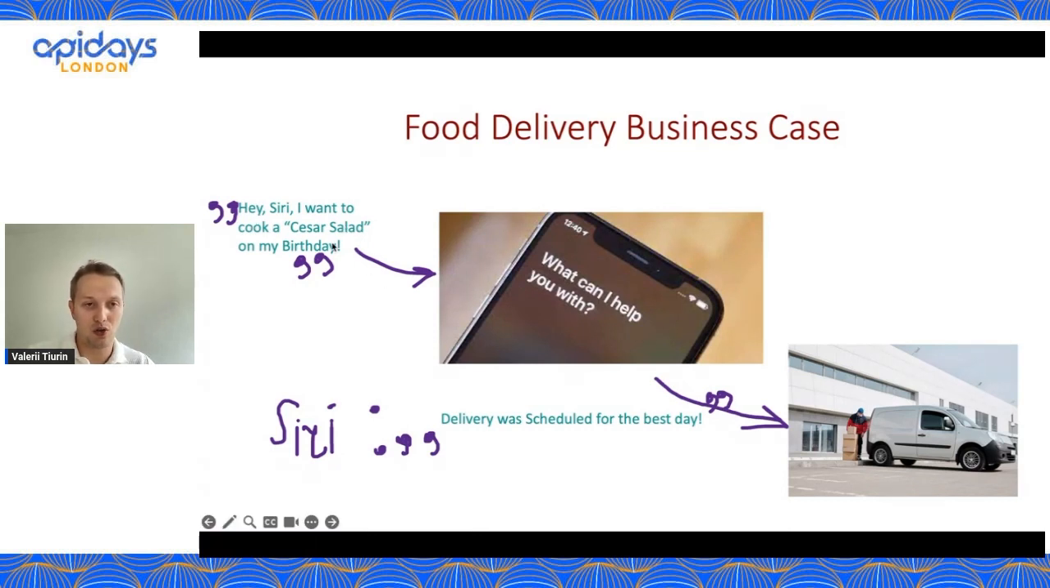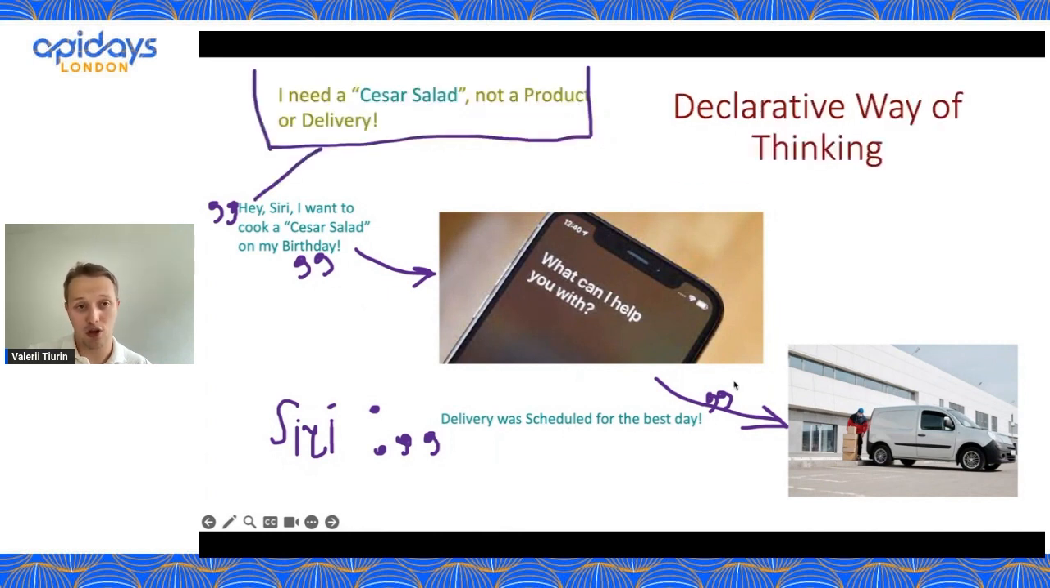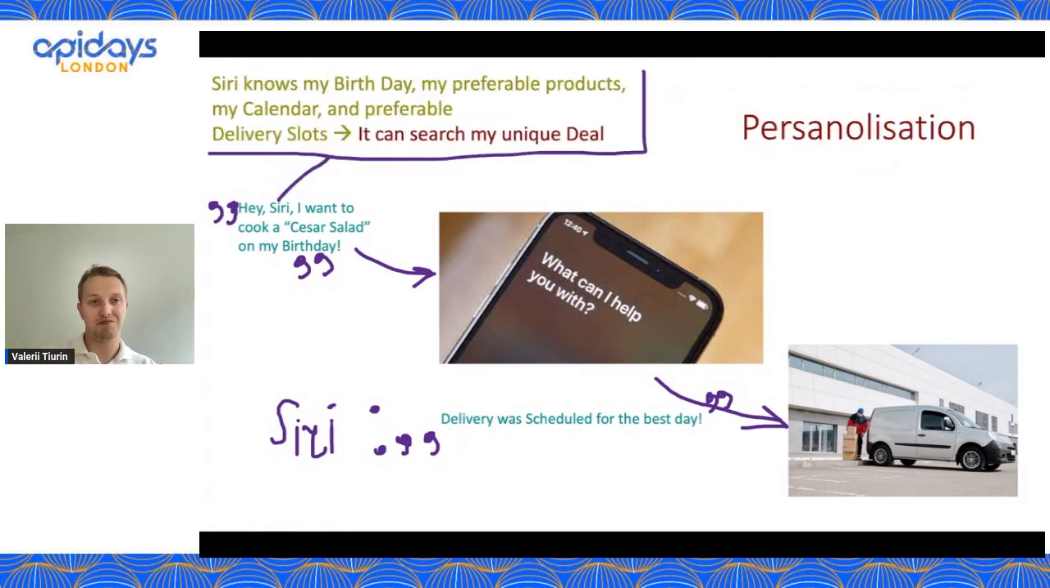Hey Siri, I want to cook a Caesar salad on my birthday, and schedule the delivery for the best day. Let's look at how it works under the hood in the future. The first change will be a declarative way of thinking. Basically, the user needs a Caesar salad, not a product or delivery. So we're changing the way we communicate with the system.